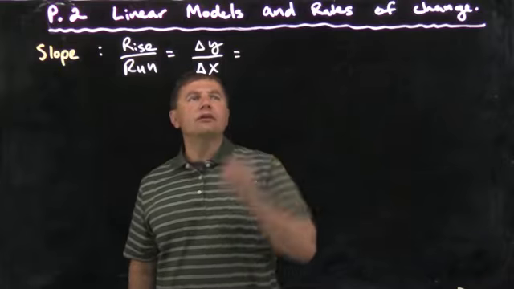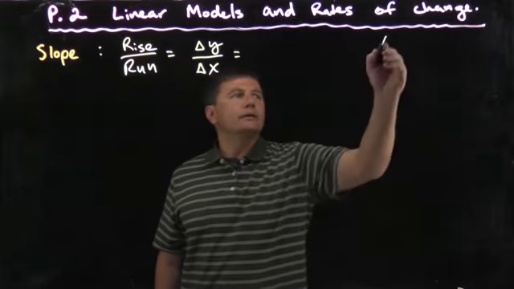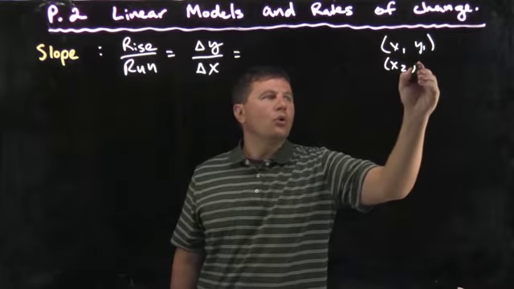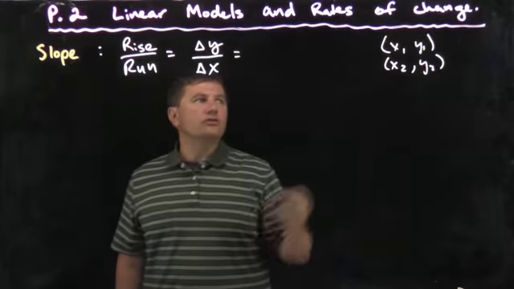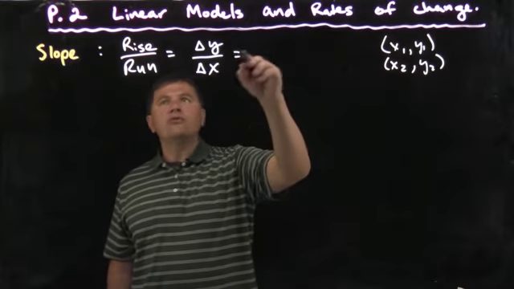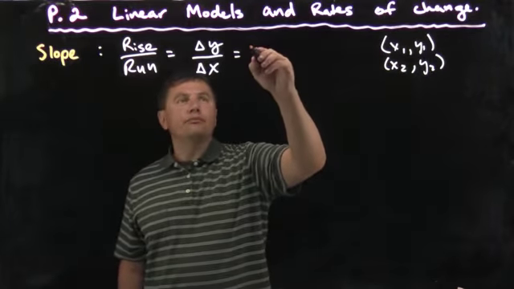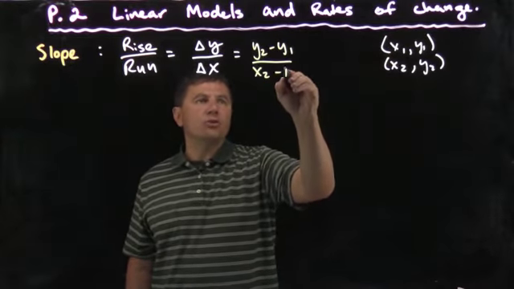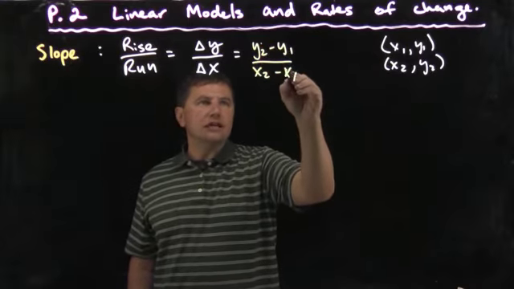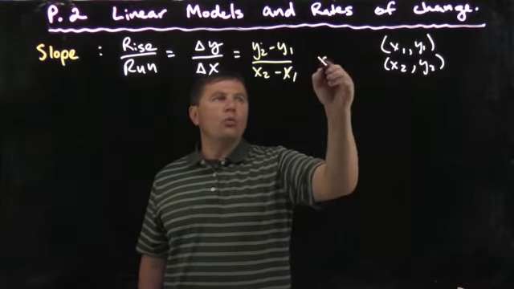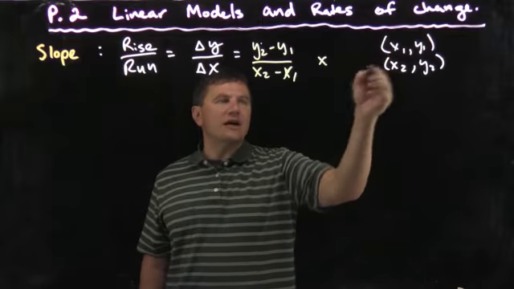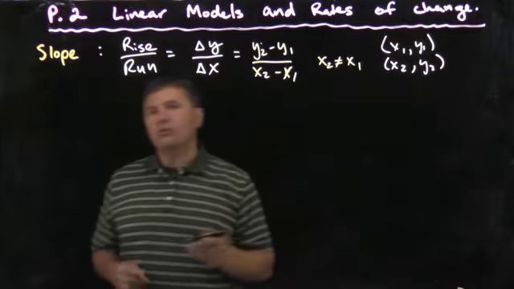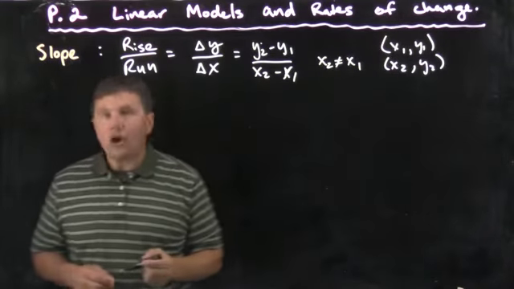And of course, if I'm given 2 points, call them x1, y1, x2, y2, so just 2 distinct points, we find the rise over run by subtracting the y's over subtracting the x's. Make sure whichever one you start with goes first in each. And then our 2 x values cannot be the same. If our 2 x values are the same, then our slope is undefined. It's a vertical line. And we'll talk more about that.